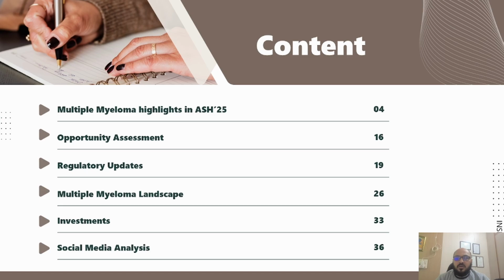Right. So this time we have tried to create Insights Corner in a little more robust way, so that it adds value to you. You can skip to the sections which you are interested in. This is what we are going to cover: multiple myeloma highlights from ASH, opportunities assessment, regulatory updates, landscape, what have been the investments, and social media analysis of ASH.